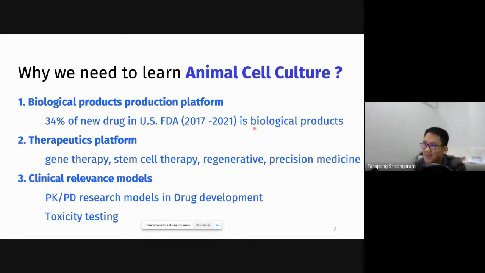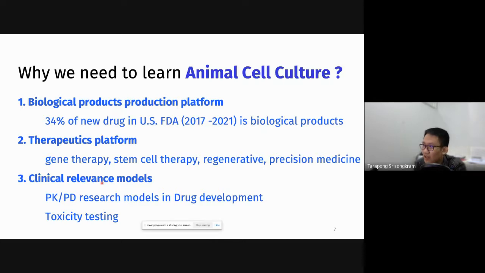And why do we need to learn animal cell culture? Why do pharmacists need to learn about animal cell culture techniques? It's because animal cell culture techniques have been used in drug development, and as a platform for biological production. Based on data from the US FDA, around 34% of new drugs are biological drug products. Animal cell culture can also be used as a therapeutic platform, including gene therapy, stem cell therapy, regenerative medicine, or precision medicine.